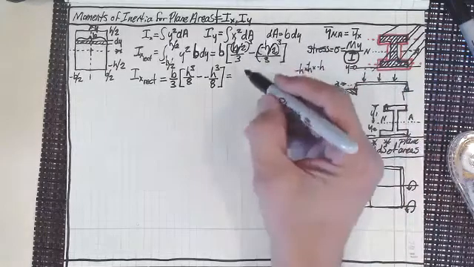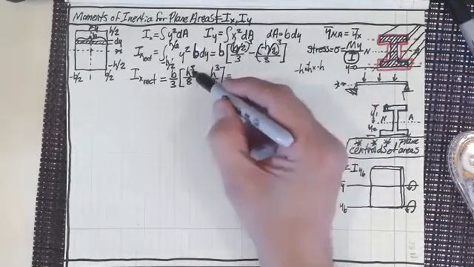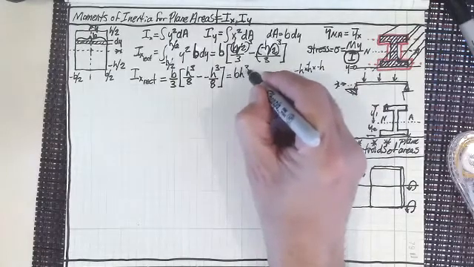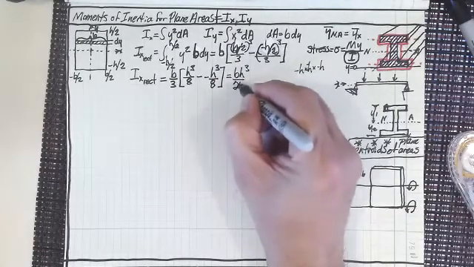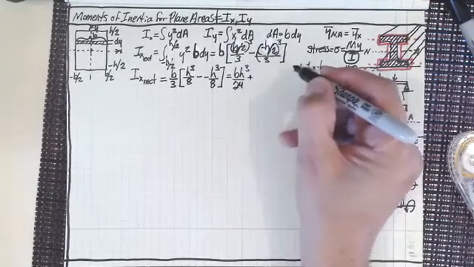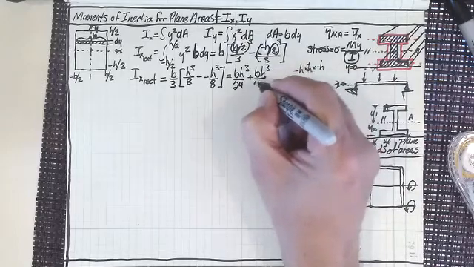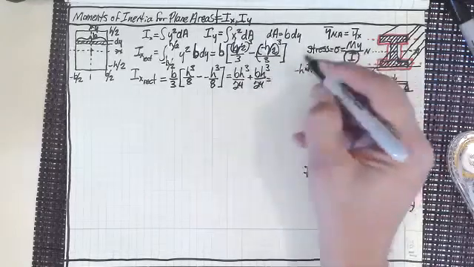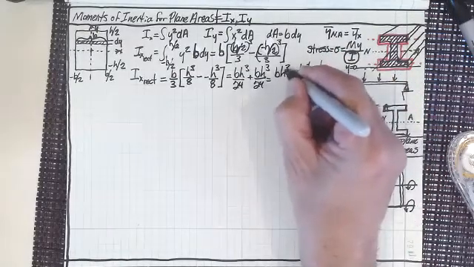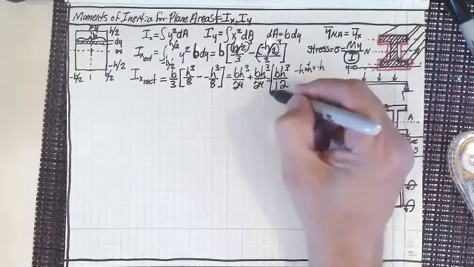So let's simplify this. I have h cubed over 8, so I've got bh cubed over 24 minus a minus, so that's a plus, bh cubed over 24. Well, that would give me 2bh cubed over 24, so let's just call it bh cubed over 12, right?